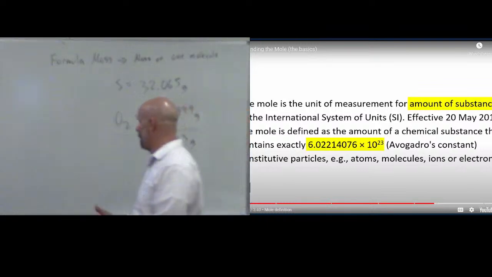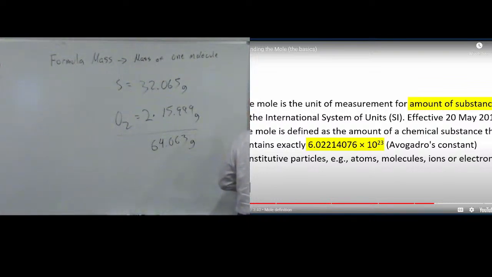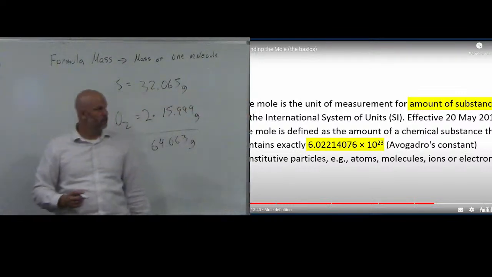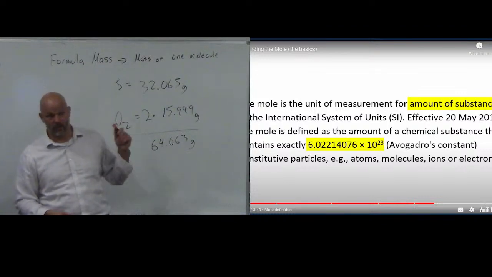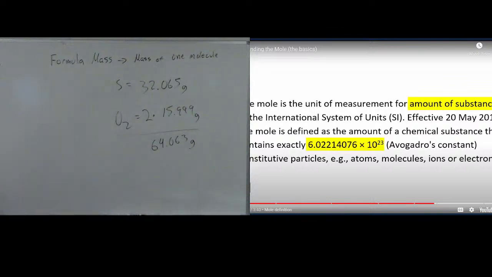Huge number, right? I mean, you think about how big this number is, 602214076. So 1, 2, 3, 4, 5, 6, 7, 8, 9, 10, 11, 12, 13, 14, 15, 16, 17, 18, 19, 20, 21, 22, 23. That's how big that number is, right? That's a big number. So we just go 6.02 times 10 to the 23rd. This is why scientific notation is really, really useful for us. Let's let him keep going here.